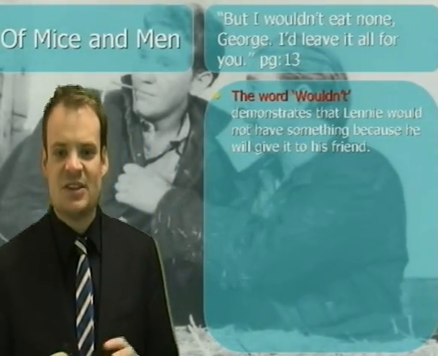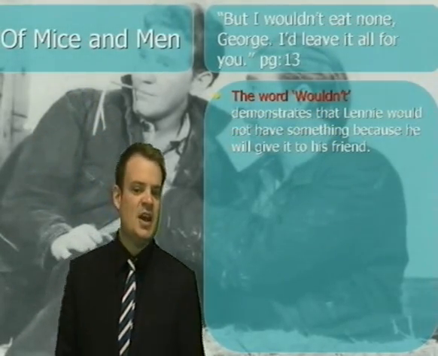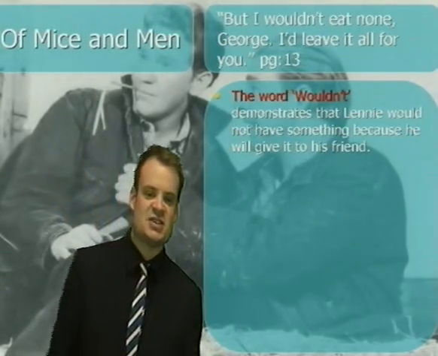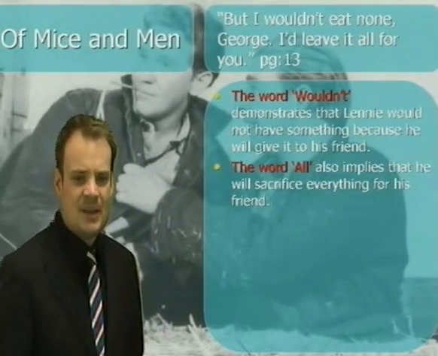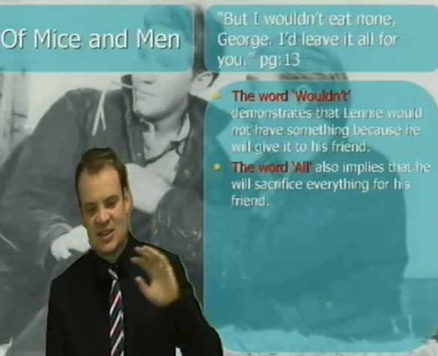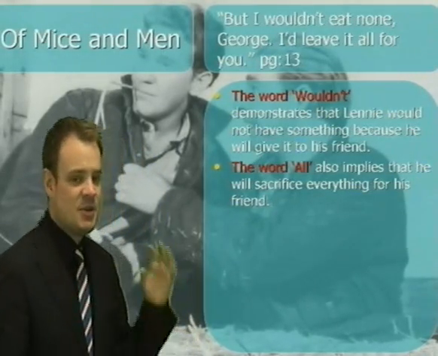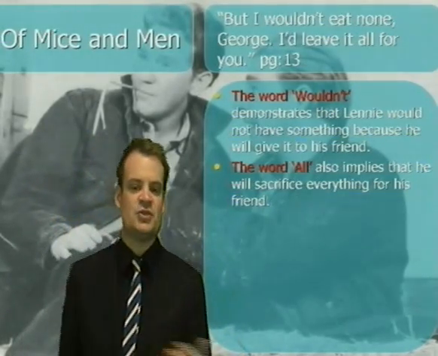This demonstrates that Lenny would have nothing for himself because he wants to leave it all for his friend. And this shows how important George has become to him, how close their relationship is, and how important friendship is for them. Again, the word "all" demonstrates that Lenny, even though he's a big man, is going to sacrifice everything, for all of his self-interest for his friend, because what he wants to do is support him and love him and pay him back for the support and love that George has shown to him.